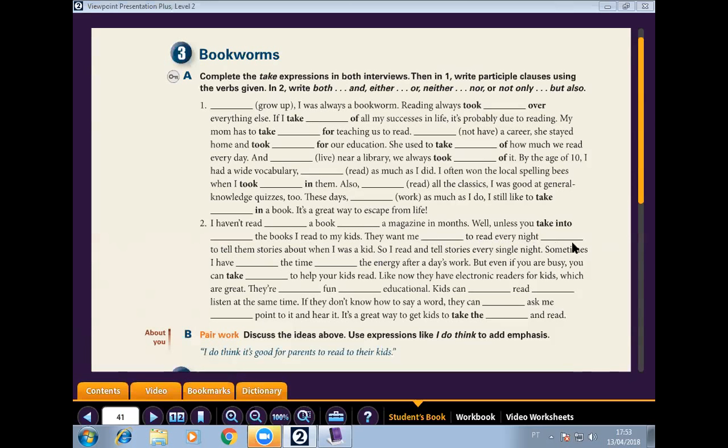Look, here it's possible to use not only, but also, both, and, because it gives the idea that you're going to do both things, okay, two things. So there is no problem.